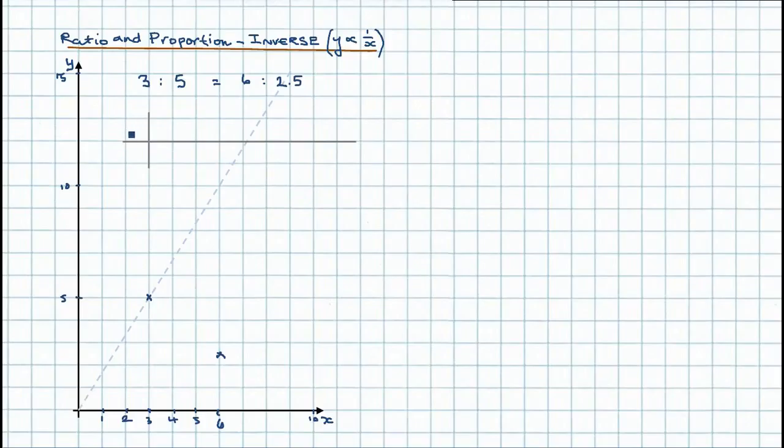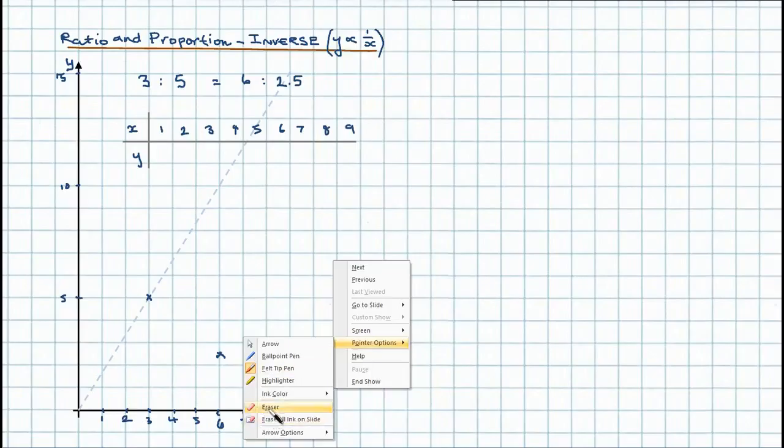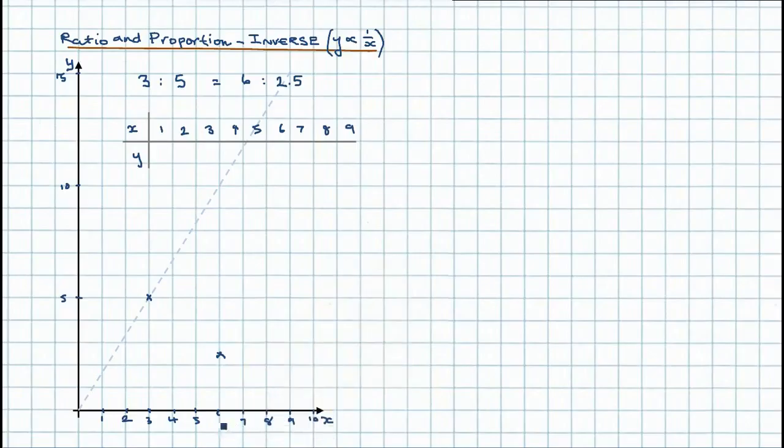So the t-table gathers up our x and y values, and then we plot from the t-table onto the graph. So if we think about, let's just number this 1, 2, 3, 4, 5, 6, 7, 8. Okay, we'll stop there. 9. And down here, 7, 8, 9. Okay, so there are our values on our graph. Let's just neaten up that 6 there. Okay.